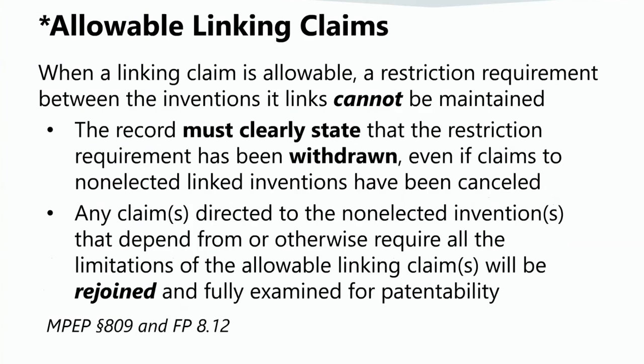An important part of your job as an examiner is to create a clear file record. In case of an allowable linking claim, you should clearly state in the record that the restriction requirement is withdrawn, even if all claims to non-elected linked inventions were canceled. You must rejoin and examine any claims to the non-elected inventions that depend from or require all the limitations of the allowable linking claims.